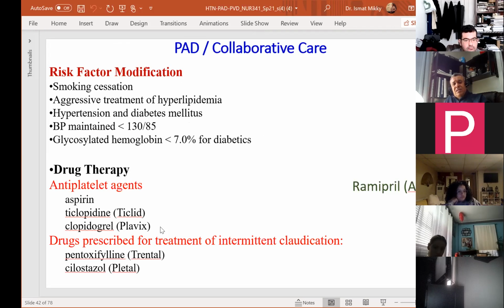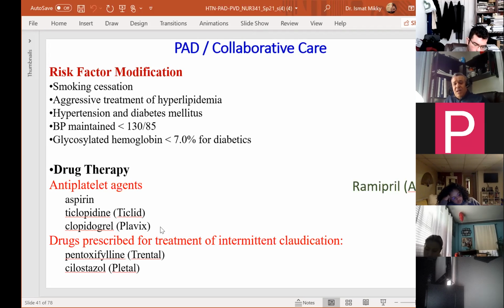Just review a few things about the Trental and Platal. The Platal, cilostazol, also inhibits platelet aggregation. So it will inhibit the platelet aggregation, like the antiplatelet agents, like aspirin, Ticlid or Plavix. And in addition to that, it will increase vasodilatation. So it dilates the arteries. In addition, it will prevent blood clots.